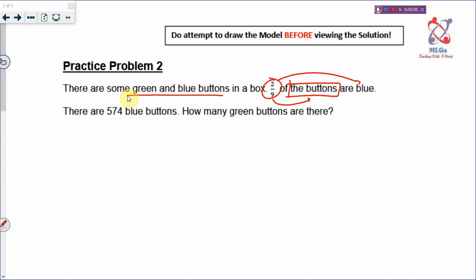Alright, now why do you want to do that? Because in some problems, you will have more than one fraction, and you will have different fractions referring to different groups, different types of things. Then you have to be very careful. So that's why you need to know what each fraction refers to generally. So this 2 over 9 refers to what?